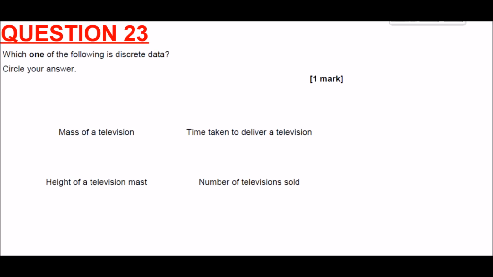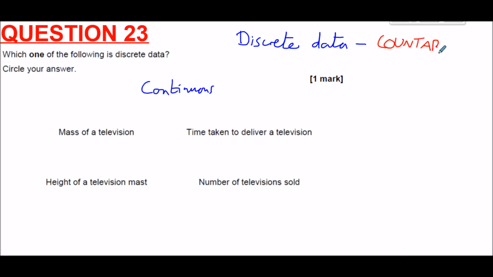Question 23. We've got 4 different boxes, so 5 different options we can tick. Which one of these is discrete data? Well, there are 2 main types of data. If one's discrete, the other main type of data is called continuous data. So I'm just going to give a very brief explanation of which one is. So discrete data, the simplest way of explaining this is it's countable. Whereas continuous data is data that is measurable.